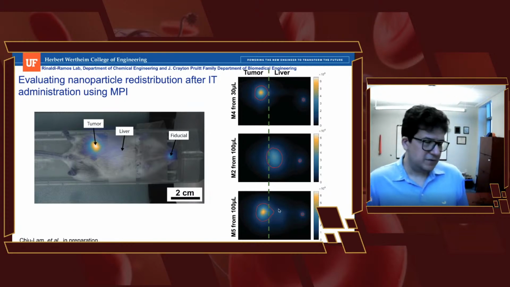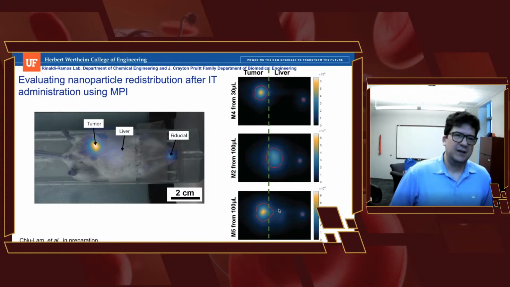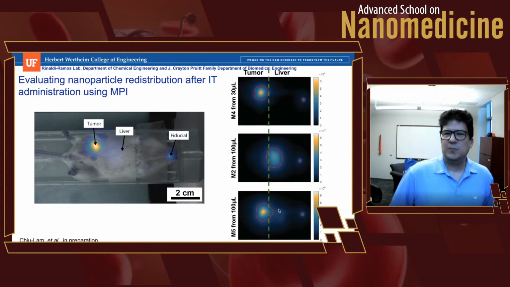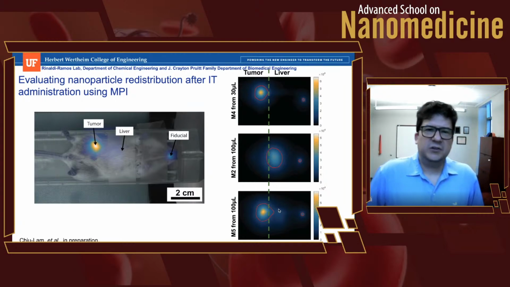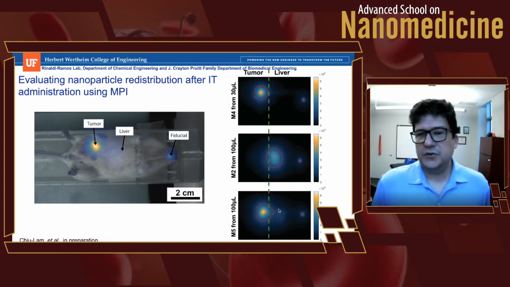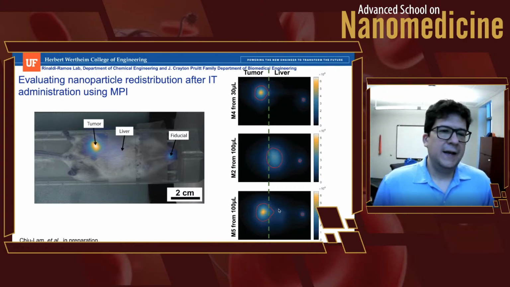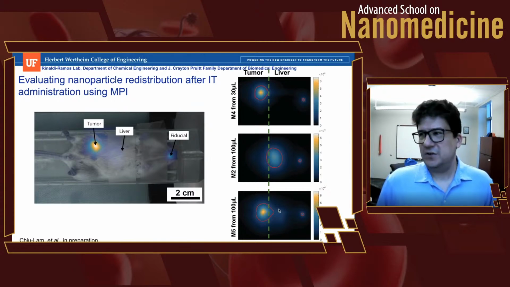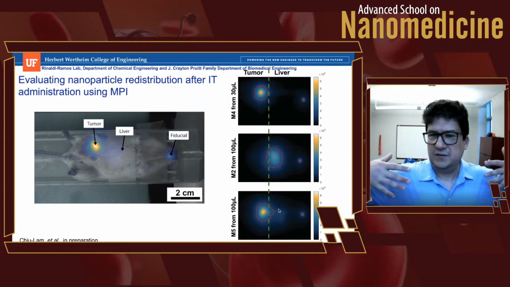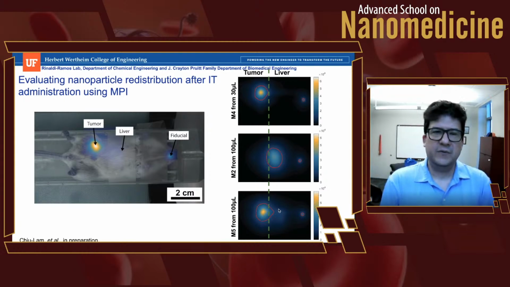And the reason this is important is because if we can't deliver and retain a reproducible dose of particles in the tumor, it's going to be difficult to achieve reproducible thermal doses during treatments. Also, if a lot of particles accumulate in the liver, then that can lead to significant liver toxicity if we apply a systemic or whole body magnetic field because the particles in the liver are being heated.